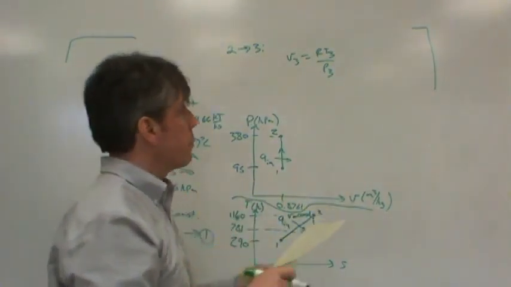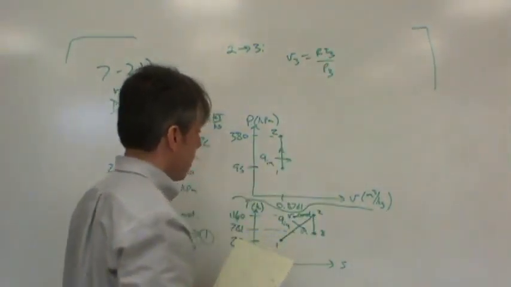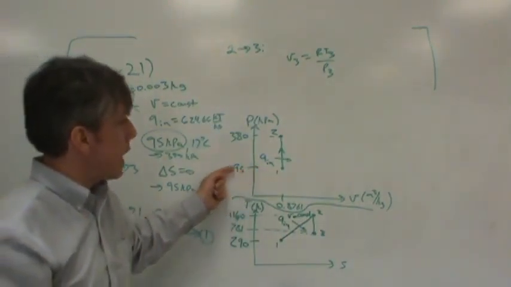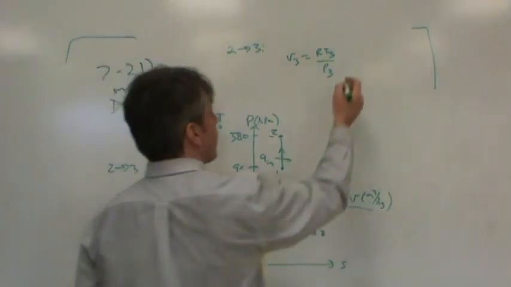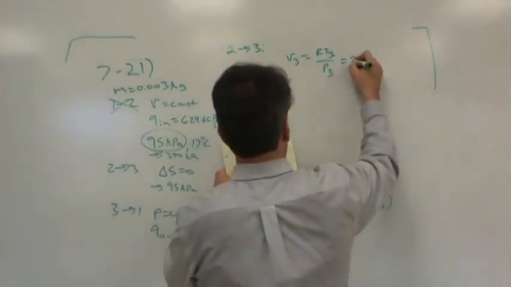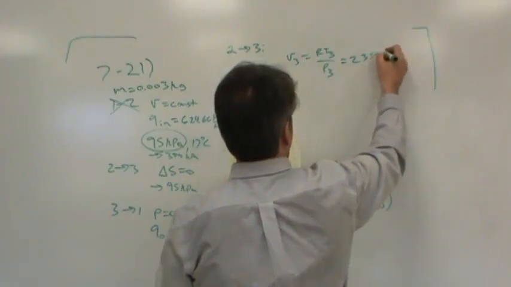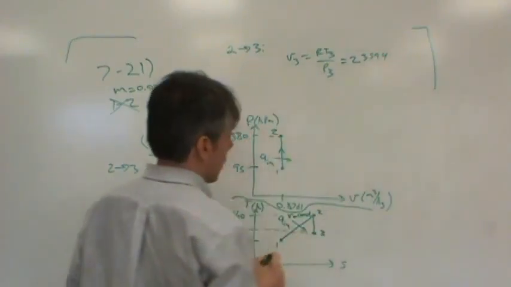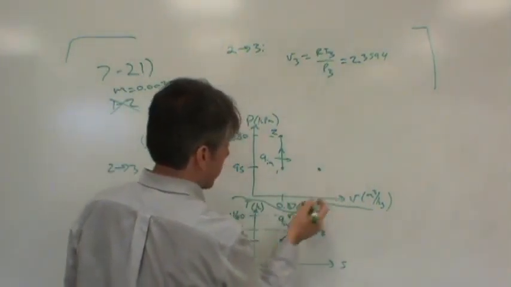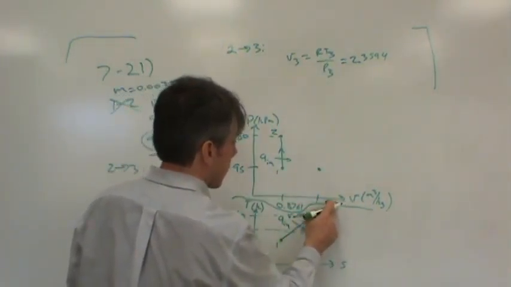I'm running short on time, so I'm not going to plug in the numbers, but you know that T3 is 781. You know that P3 is back to 95 kilopascals. You know the gas constant for air. If you plug all these in, you'll find that this is 2.3594 cubic meters per kilogram. So that means it's off to the right. Does that make sense? It's at a higher number.